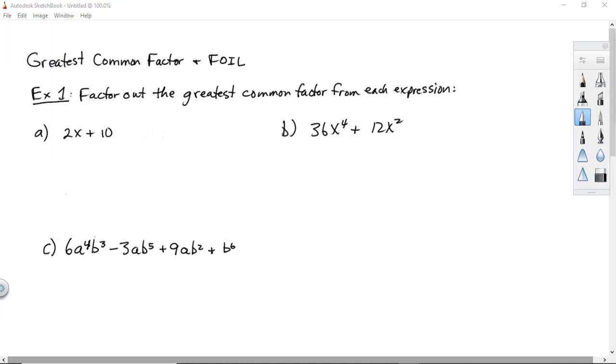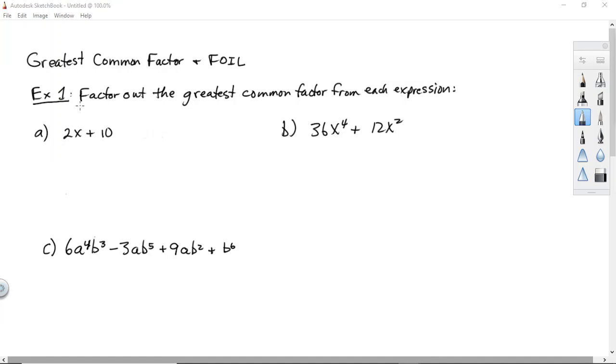Hi guys, we're starting chapter 4 and we're going to be talking about factoring. And today we're going to look at a couple of topics that are used in factoring that we need to review. First of all is greatest common factor. That is going to be the first step in factoring a lot of times, taking out the greatest common factor, or we say factoring out the greatest common factor.